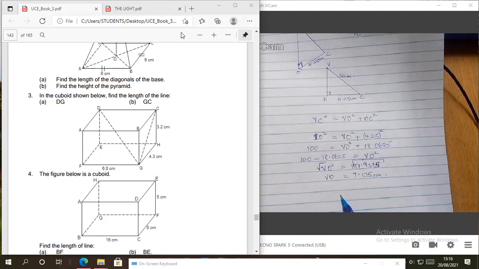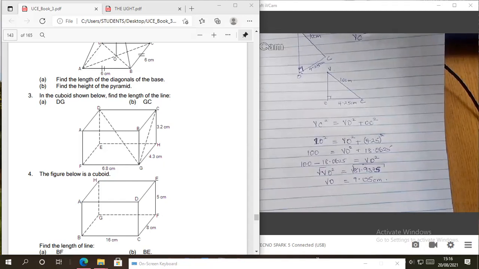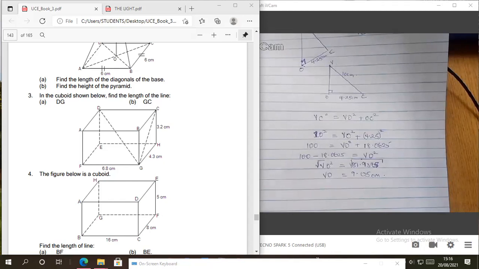Okay, then the answer is 5.36 centimeters. Yes, that's what I've got. Then to find DG, they want us to find the length of line DG. I think we can use triangle DEH, whereby we first find a half. We can use this DEH, then we first find the half.